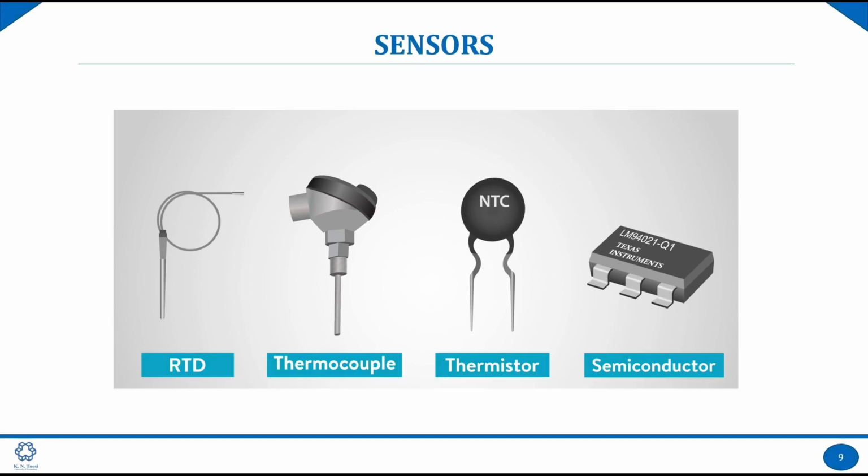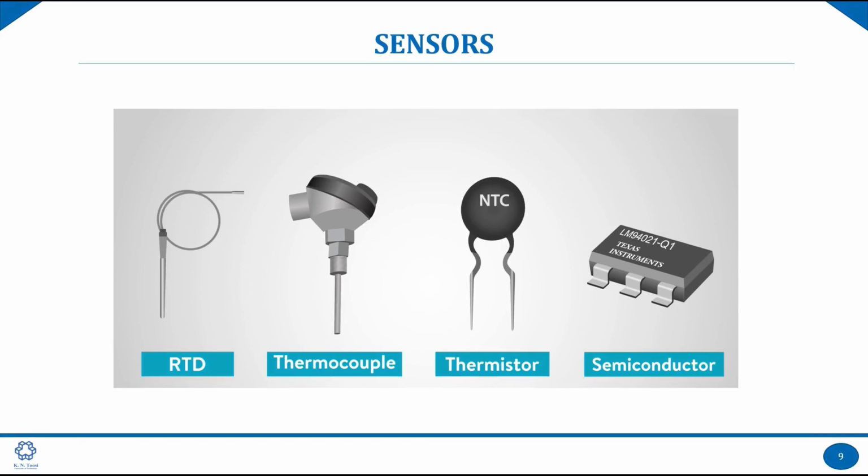Second type is thermocouple. A thermocouple is a sensor that measures temperature. It consists of two different types of metal joined together at one end. When the junction of the two metals is heated or cooled, a voltage is created that can be correlated back to the temperature. A thermocouple is a simple, robust, and cost-effective temperature sensor used in a wide range of temperature measurement processes.